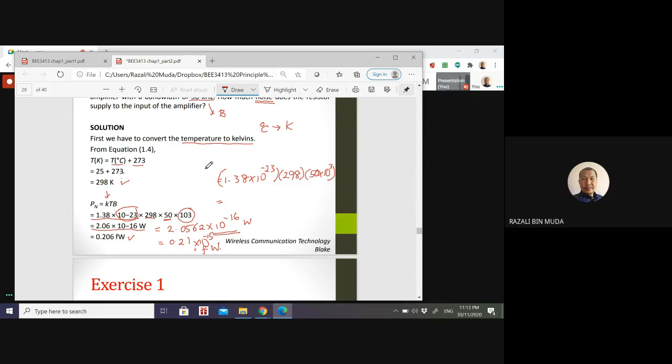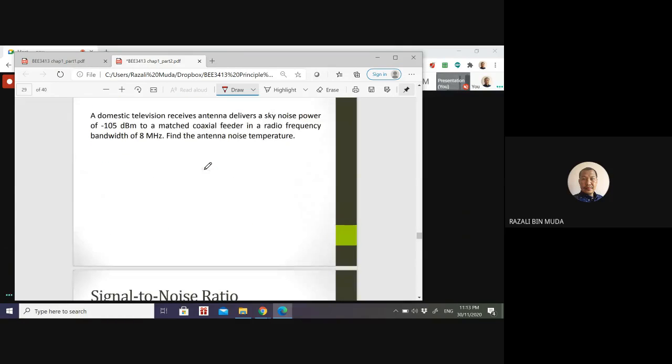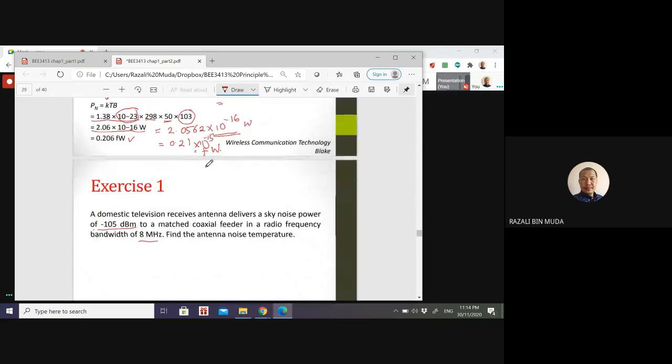Next, exercise one. A domestic television receive antenna delivers a sky noise power of minus 105 dBm to a coaxial feeder with a frequency bandwidth of 8 MHz. Find the antenna noise temperature. You can still use the equation Pn equals kTB. k and B are already given. You need to solve this equation for the temperature.